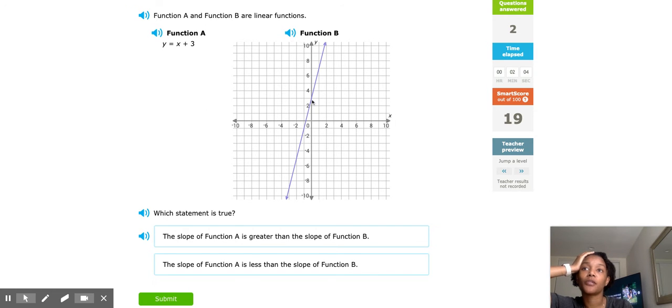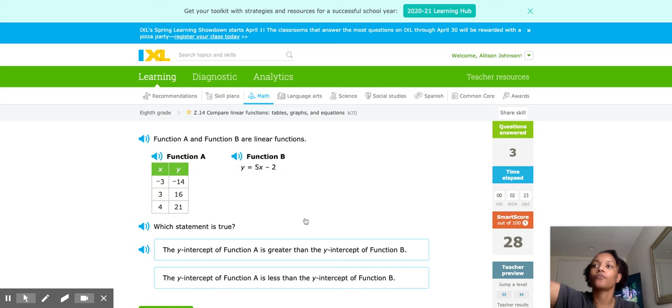And then for function B, I have a graph. So I'm going to do rise over run. So this slope is 1, 2, 3, 4 over 1. So for function B, the slope is 4. Function A, the slope is 1. So the slope of A is less than the slope of B.